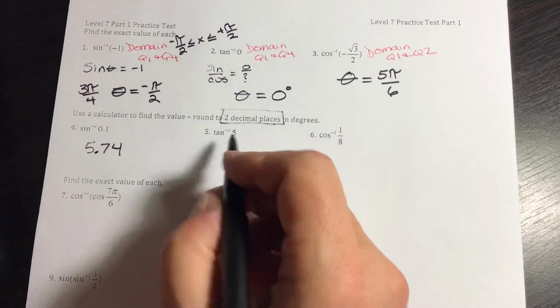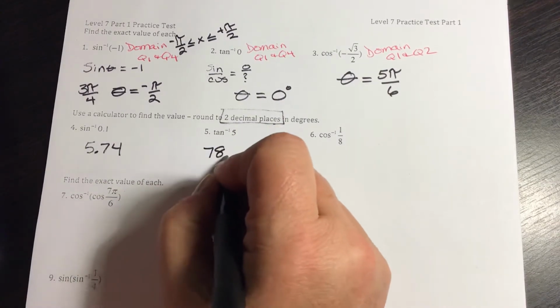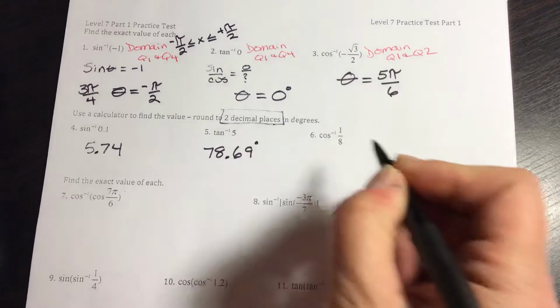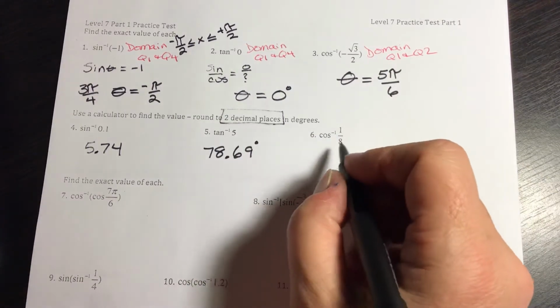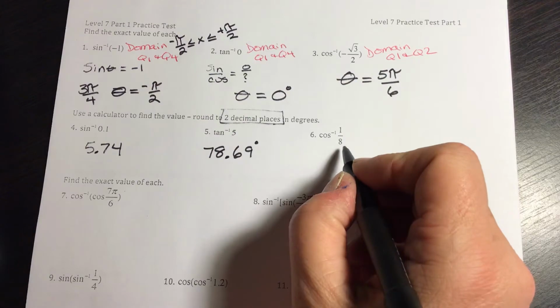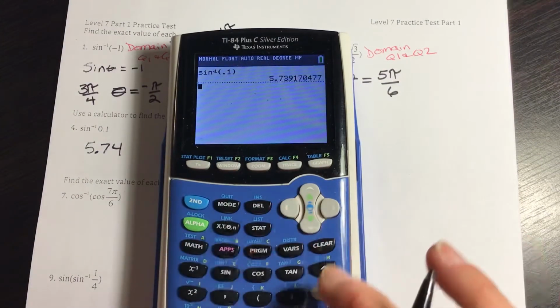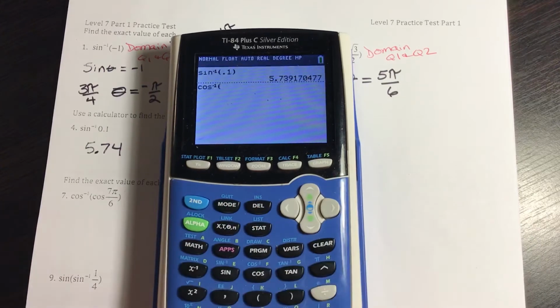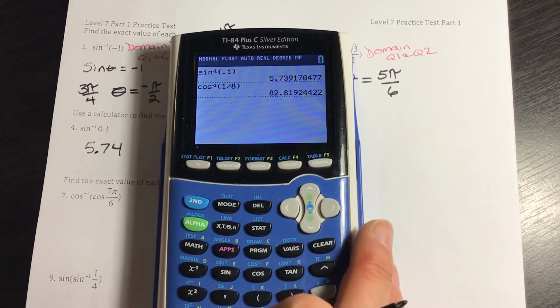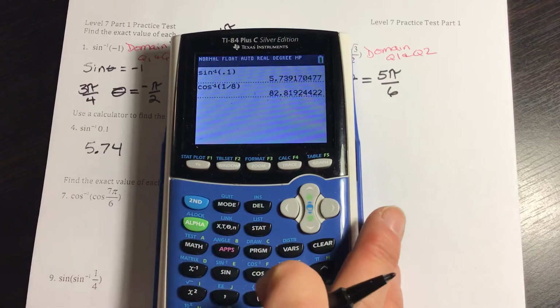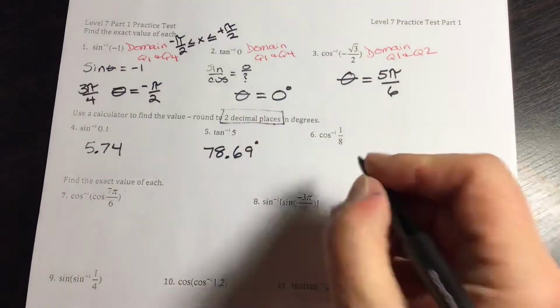Inverse tangent of 5 would be 78.69 degrees, and inverse cosine of 1 divided by 8. Okay, so you can do this on Desmos as well. If I do inverse cosine, just type in 1 divided by 8 in the parentheses, and that would be 82.82 degrees.